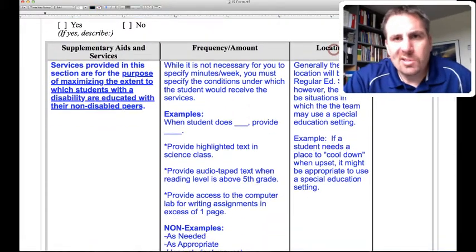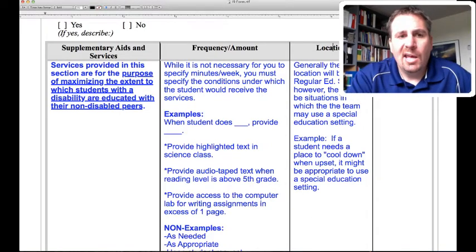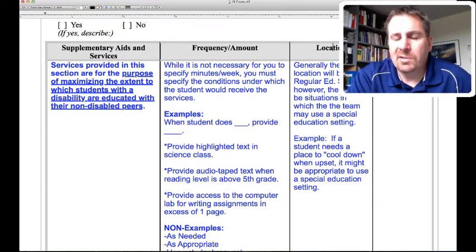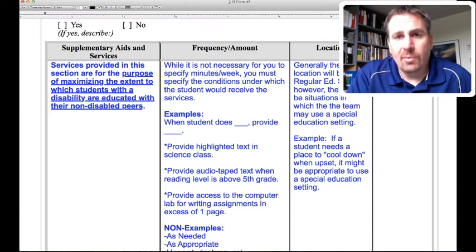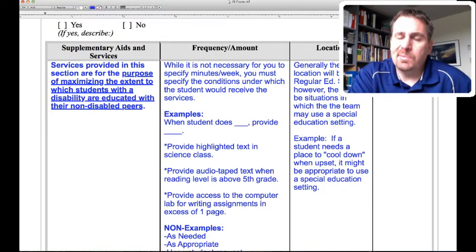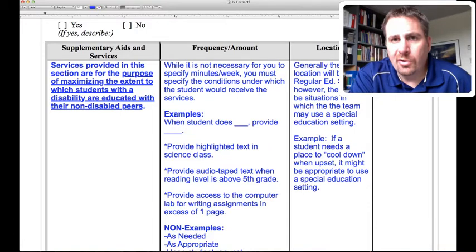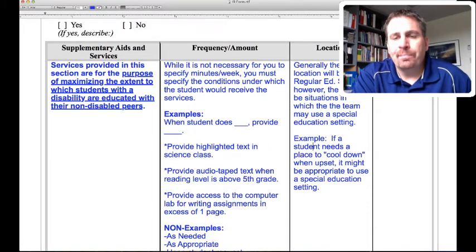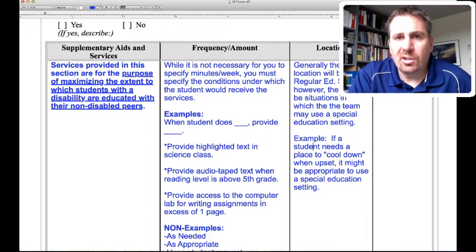Location. Now, generally speaking, because the purpose of supplementary aids and services is to allow students to participate with their regular ed peers, generally speaking, the location will be within the general education or regular education setting. However, we do have circumstances, I just use the example of a student who may need to cool down if they get upset, and they may need a place to go where they're working on some strategies.